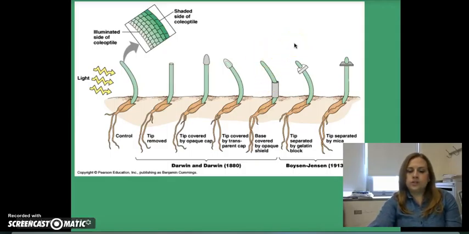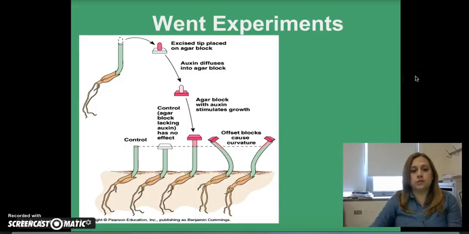Then we've got the Boysen-Jensen experiment in 1913. And what they did here was they removed the tip of the plant and they separated it with a gelatin block and then put the tip back on. And so that gelatin block separated the tip from the rest of the plant, but it still allowed the hormones to travel through. And so the plant bent. And then they separated it by mica, and this did not allow the hormones to travel from the tip through the rest of the plant, and so the plant grew straight.